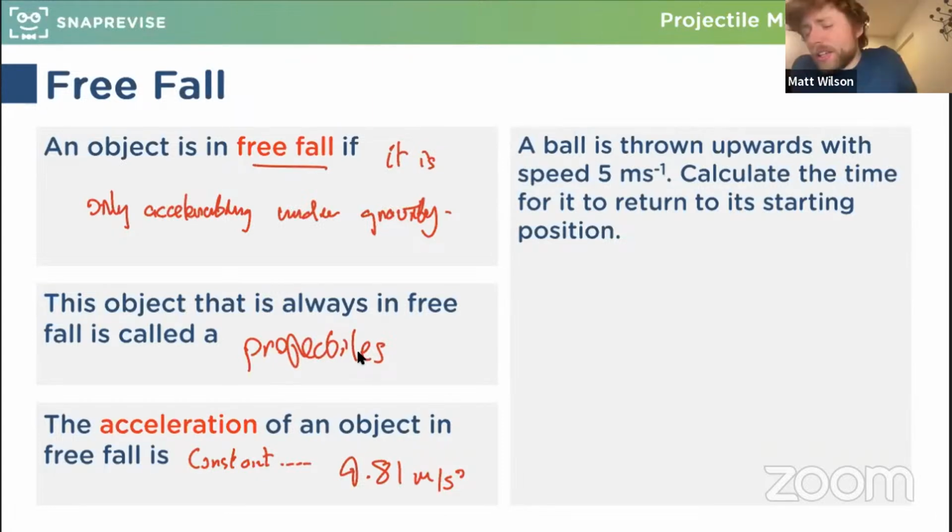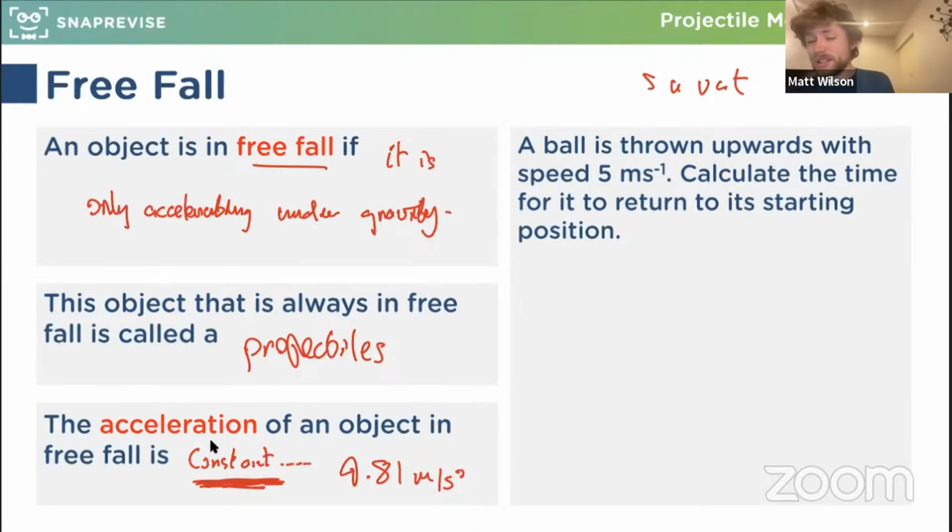Okay, so the good thing is, if we're in free fall, that is exactly the kind of situation in which we can use the Suvat equations. Why is that? Why can we use Suvat equations? Well, we've just said that the acceleration of an object in free fall is constant, and that's the key thing we need to use Suvat.